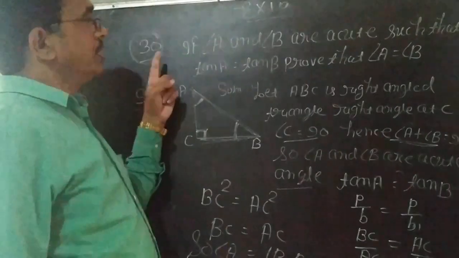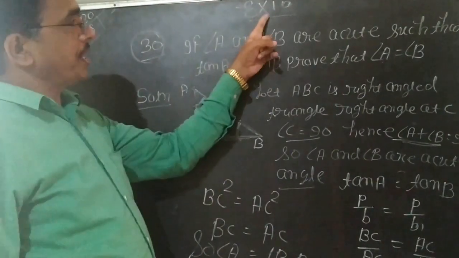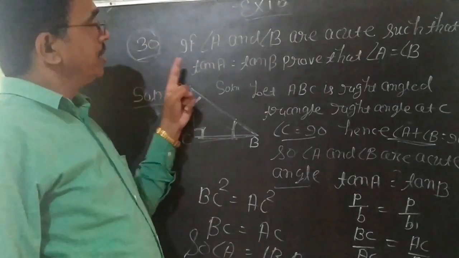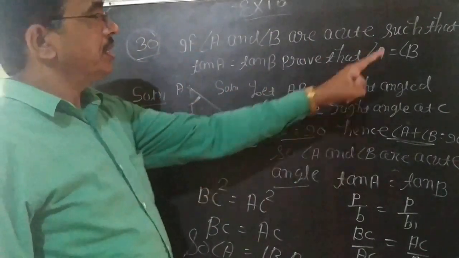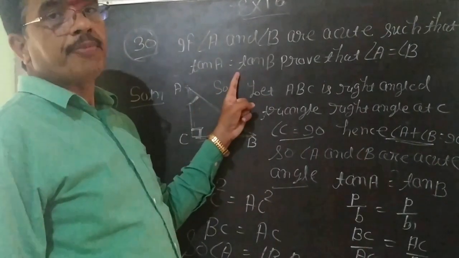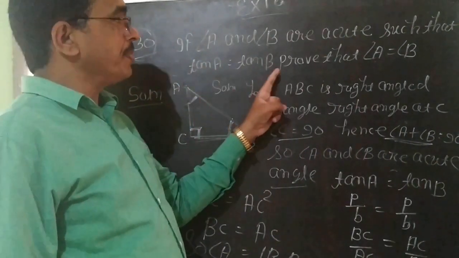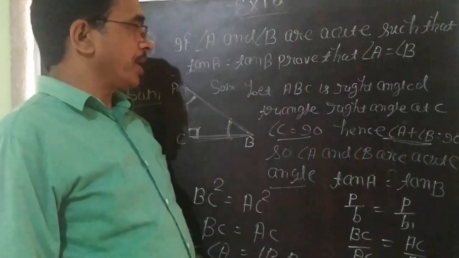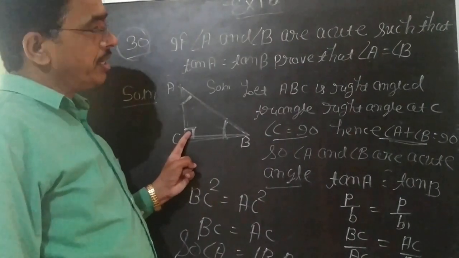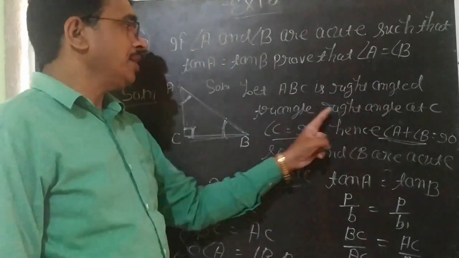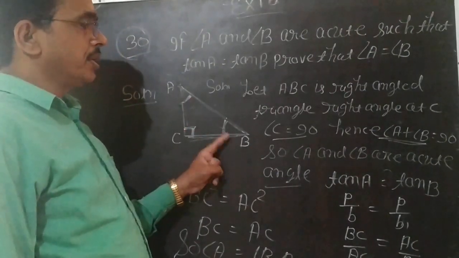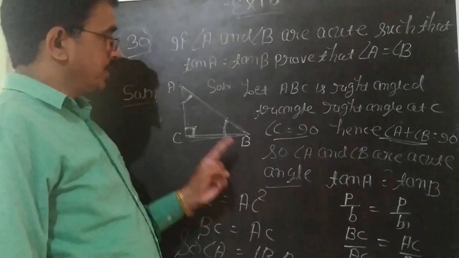Students, now last question of this exercise, exercise 10, question number 30. This question is like 29. Here angle A and B are acute angles such that tan A is equal to tan B. In 29 sin A is equal to sin B. But in this question tan A is equal to tan B. Then prove that angle A is equal to angle B. I write, draw a figure. Angle C is 90. Right angle triangle. ABC is a right angle triangle. Right angle at C. So C is 90. Then it is clear A plus B is 90. Then A and B are acute. So A and B are acute angles.